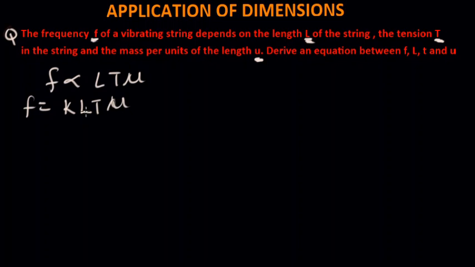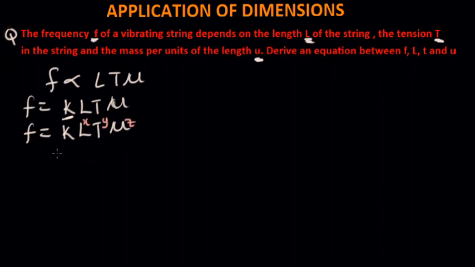So we represent the powers of each of them, except the K, with x, y, and z. So let's come down. We have F equal to K, L, T, and then mu. So let's use another color to represent the powers. So we have our X, Y, and then Z.